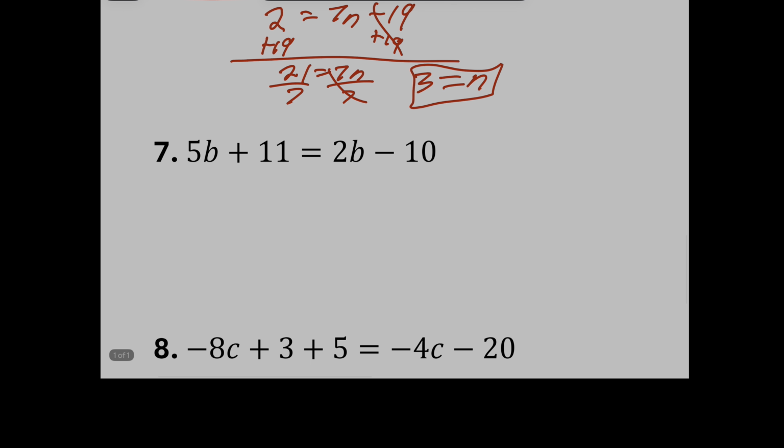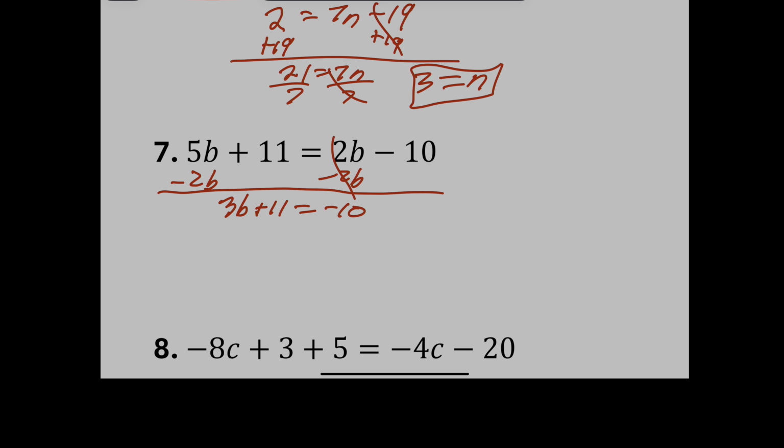Great. Number 7, I have a letter plus a number equals a letter minus a number. Okay, I can go straight to here. I have nothing to combine on either side. So now they're going to go away. I'm going to be left with 3b plus 11 equals negative 10. Now I want letters on one side, numbers on the other.